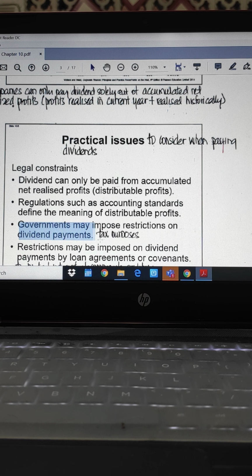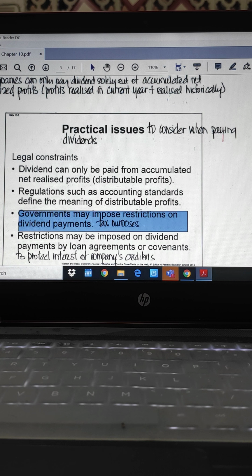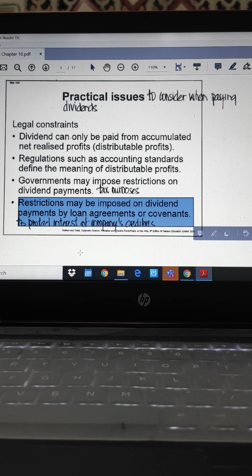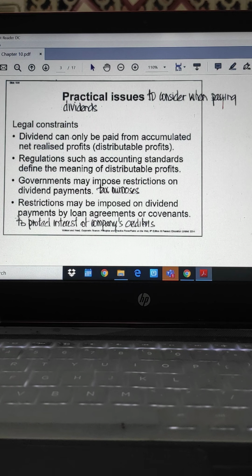Similarly, governments may impose restrictions on the amount of dividends a company can pay. This is because of tax purposes. Additionally, there could be restrictions imposed on dividend payments by loan agreements or covenants. Covenants we have covered in chapter 5 under bonds. These restrictions may be imposed to protect the interests of companies' bondholders. Not necessarily only bondholders, it could also mean banks.